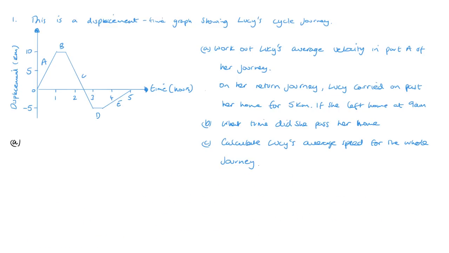Okay, first part, work out the velocity in part A. So this is quite straightforward. Okay, the distance or the displacement is 10 kilometers. The time is 1 hour. So 10 kilometers per hour. Nice and easy. Now, on her return journey, Lucy carried on past her home for 5 kilometers. If she left home at 9 a.m, what time did she pass her home?